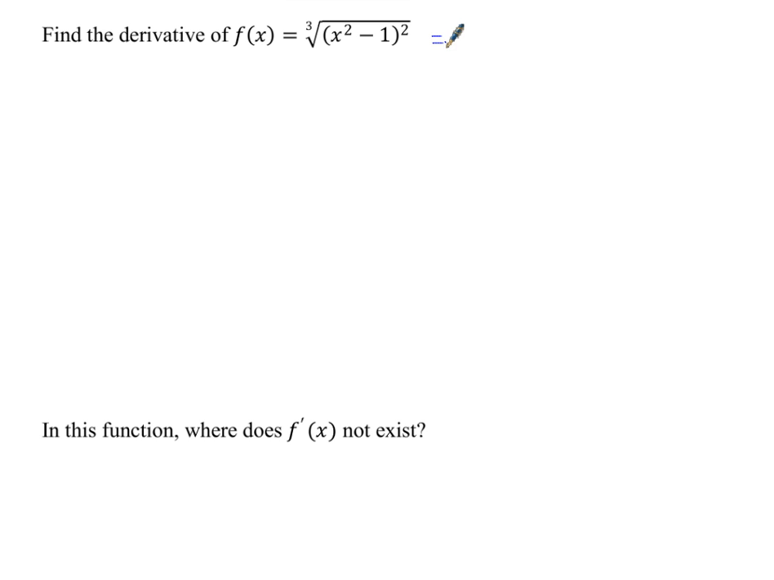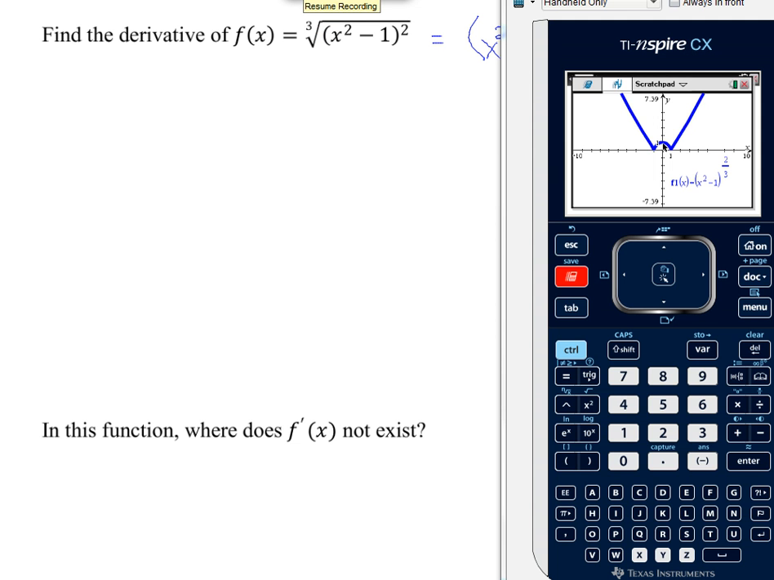As soon as you rewrite it, you can probably see what rule we're going to have to follow. But this becomes x squared minus 1 raised to the 2/3 power. You have to remember how to work with fraction exponents, right? Rational exponents. This is the numerator, this is the denominator. Okay? All right, so let's graph this now. So when I graph this, I get this. Kind of looks like a weird W. Okay? Is the function continuous?